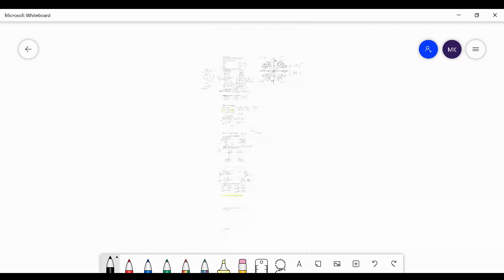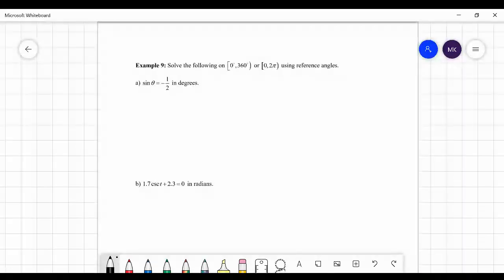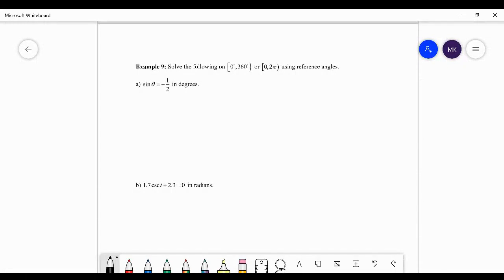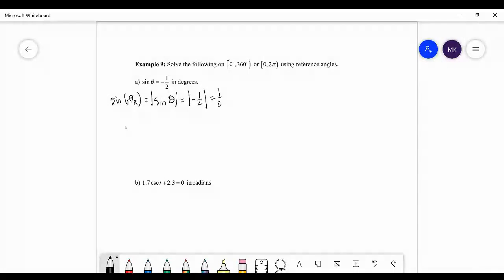Let me just jump out and jump back in. Okay, so now we're going to use this to solve, on one positive rotation, sine of theta equals negative 1/2, in degrees. The way we're going to do this is use reference angles. What I know is that sine of theta sub r is equal to the absolute value of the sine of theta, which is the absolute value of negative 1/2, which is 1/2. So I know that the sine of theta sub r, of the reference angle, is 1/2.